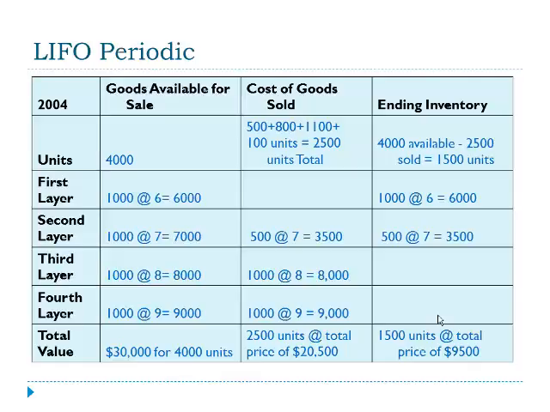Ending inventory is allocated the oldest purchases, so it's the 1,000 at the $6 for 6,000, and then 500 out of the $7 items. This gives a price of $20,500 for cost of goods sold and $9,500 for ending inventory.